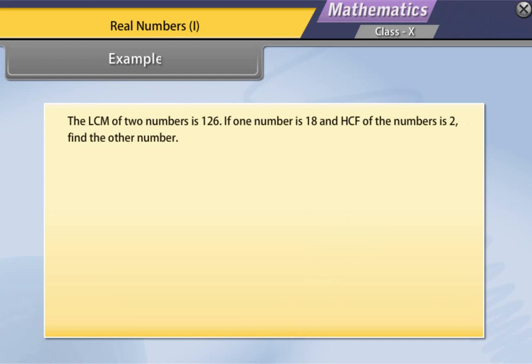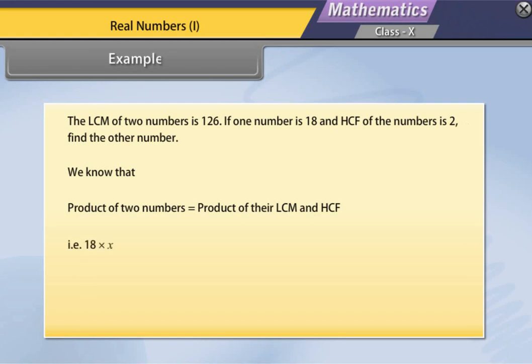Example. The LCM of two numbers is 126. If one number is 18 and the HCF of the numbers is 2, find the other number. We know that the product of two numbers is equal to the product of the LCM and HCF. That is, 18 into x is equal to 126 into 2. Here, x is the other number. That is, x is equal to 126 into 2 upon 18. That is, x is equal to 14.